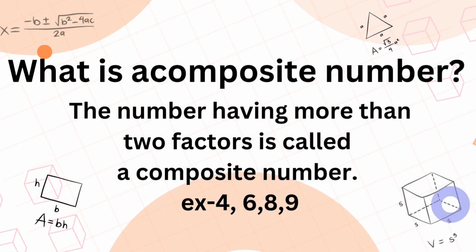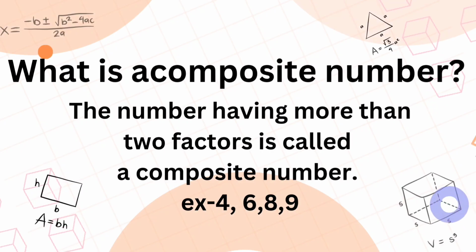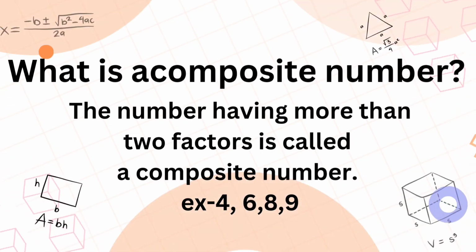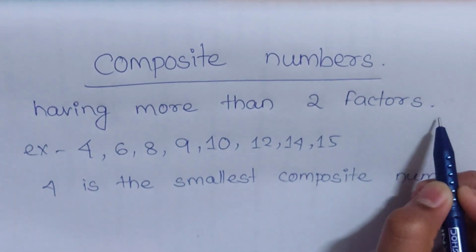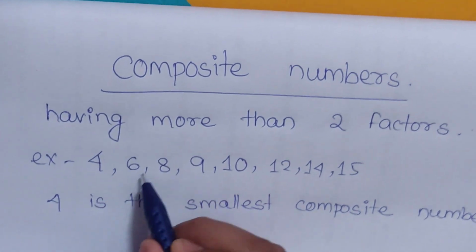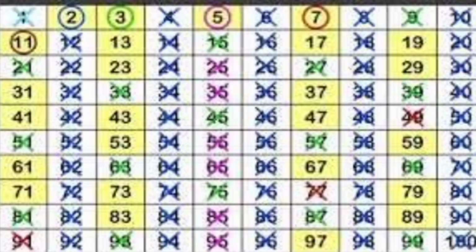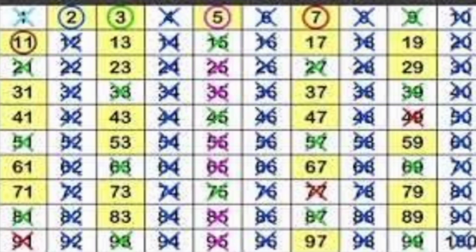So what is a composite number? A number having more than 2 factors is called a composite number. Example: 4, 6, 8, 9. Remember this: 4 is the smallest composite number. You can also find from this chart that the numbers having cross marks are composite numbers and the numbers that are circled are prime numbers.